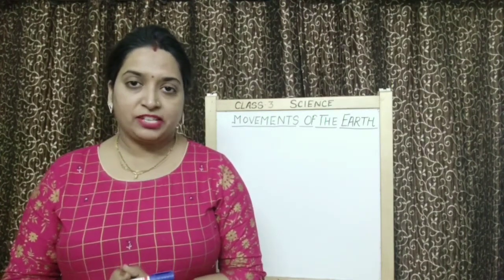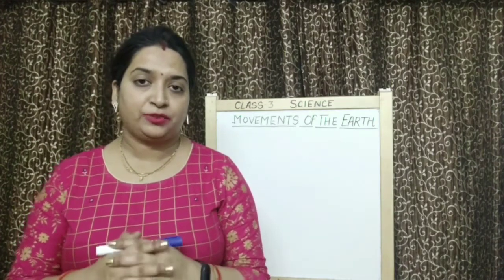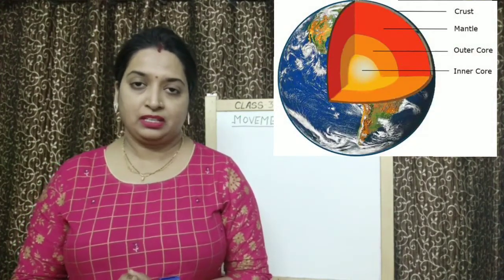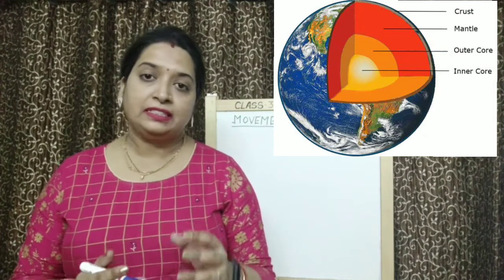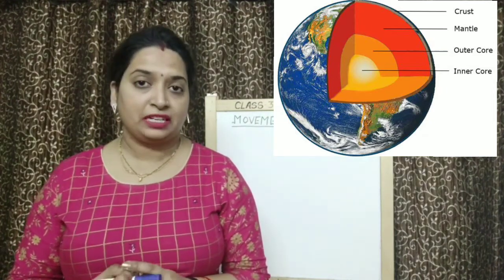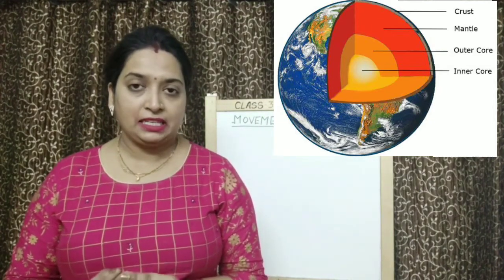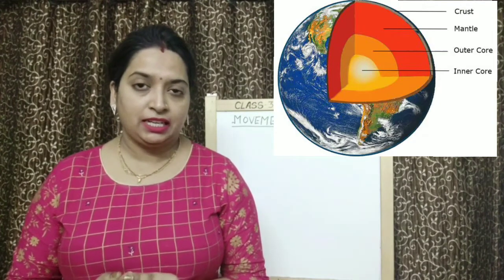Till now in this chapter we have studied about the structure of the earth. Earth consists of three layers: outermost crust, middle mantle, and the innermost and third layer is core.